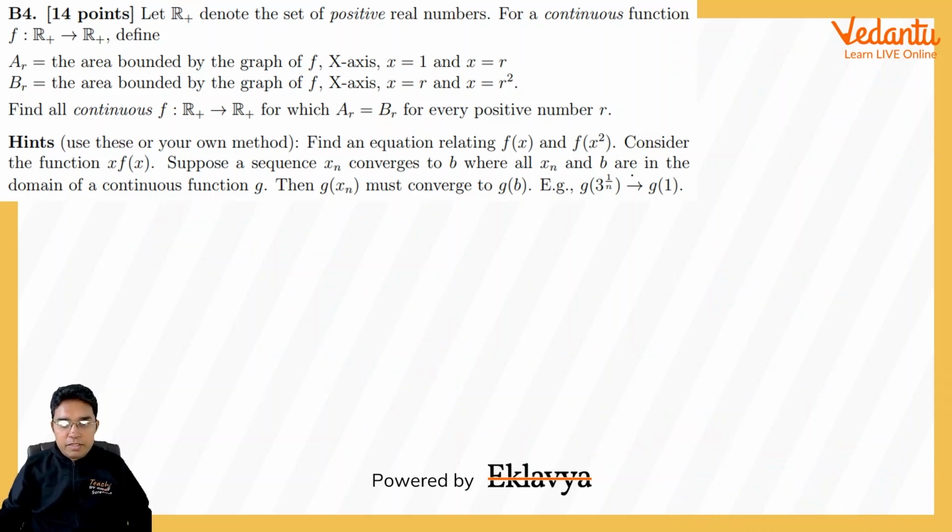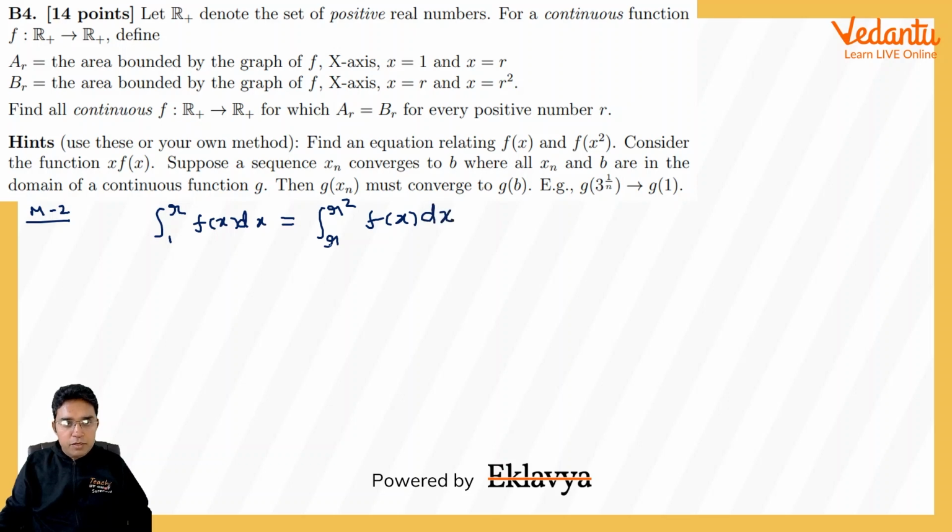Actually, they have given some hint that we should use some method of convergence and all. So let me tell you what exactly they are talking about. Method 2: the integral from 1 to r of f(x) dx is equal to the integral from r to r square of f(x) dx.